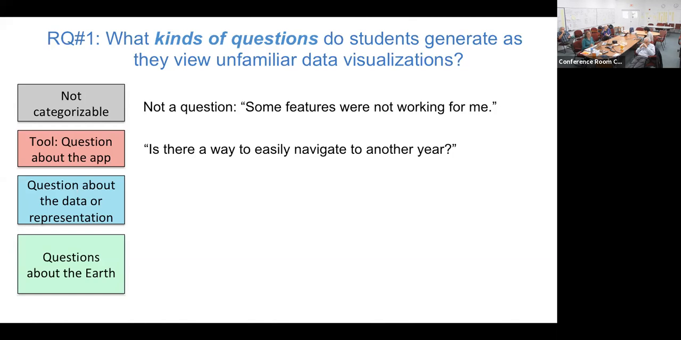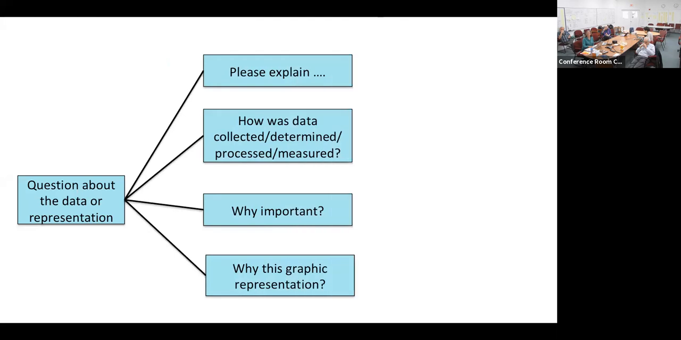And I'm really happy to say that in the questions that came across the chat, we have lots of good examples of both, so that we'll be able to do this next step of the webinar successfully. So we're first going to look at questions that are about the data or the data representation. And we had 4 subsets within that.